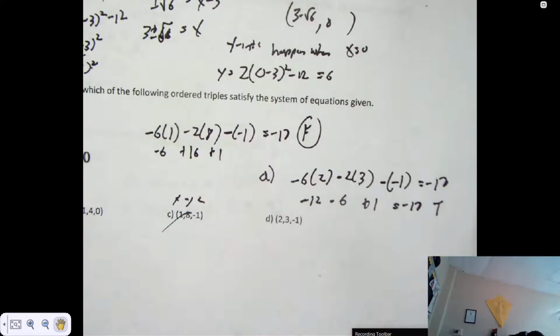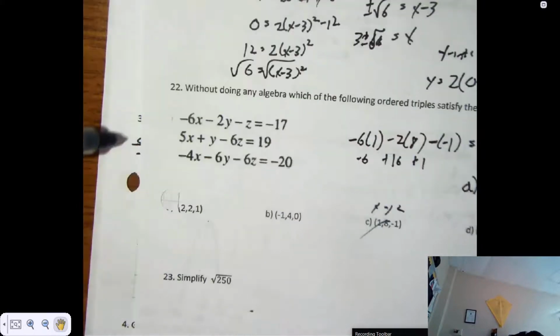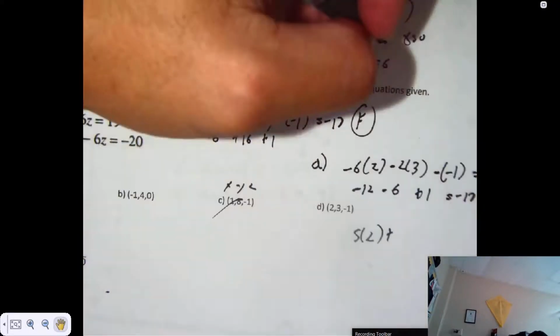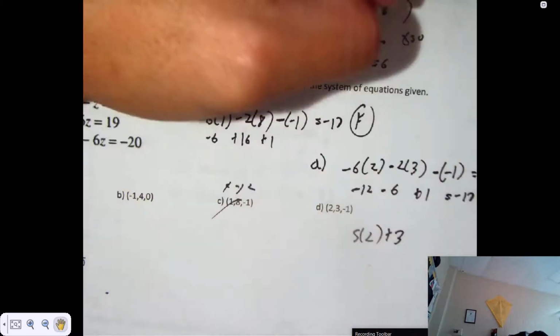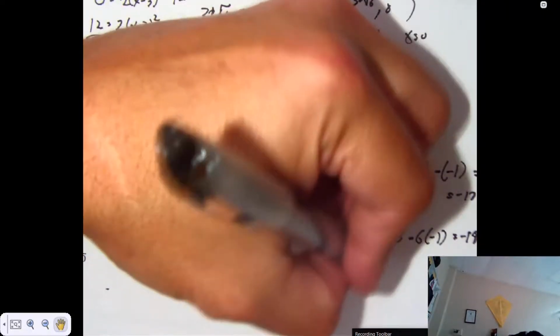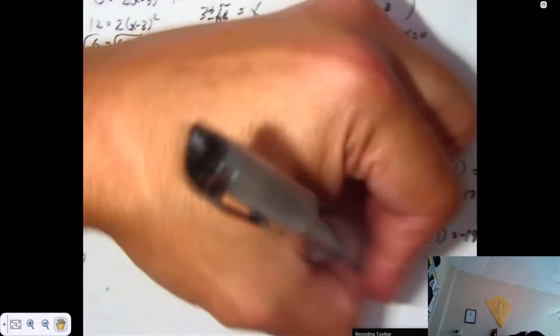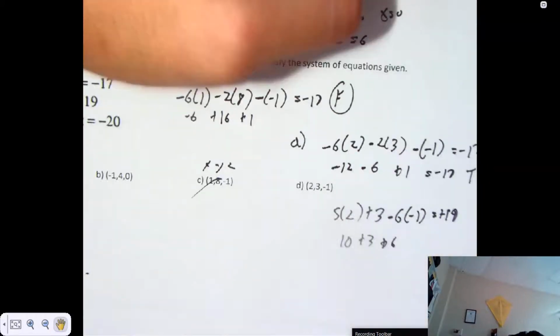So I see that 5x, I'm looking off to the left. You got a piece of paper just like I do. I'm looking off to the left over here at the second one. That's what I'm going to plug into. 5 times a 2 plus a y, and y is 3, minus 6 z's, and z is negative 1, must be a negative 19. So that's 10 plus 3 plus 6. Oh, it was positive 19. I copied the equation down wrong. That's true.